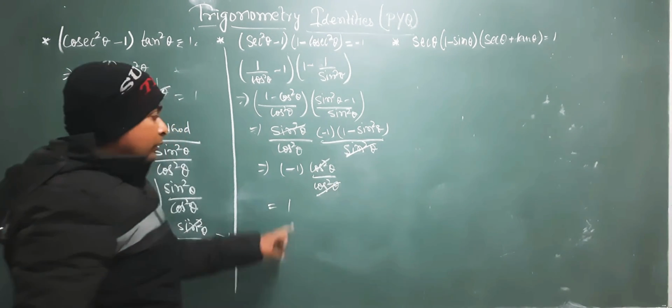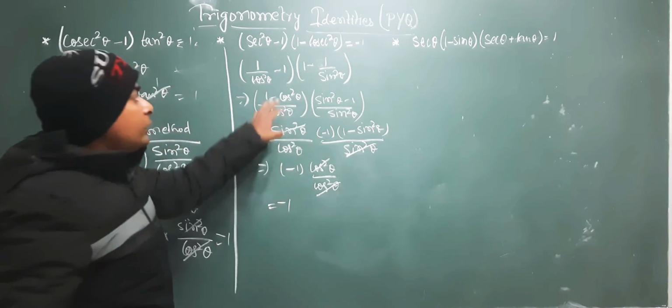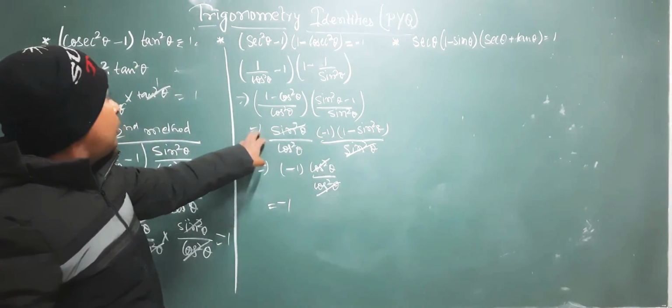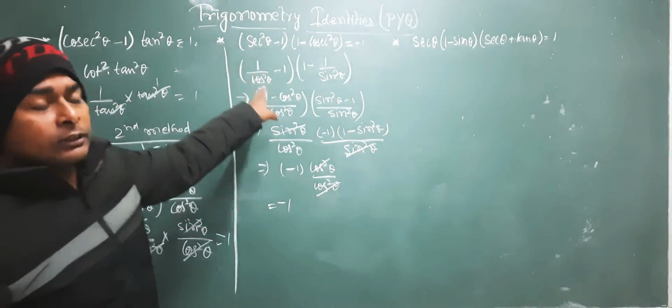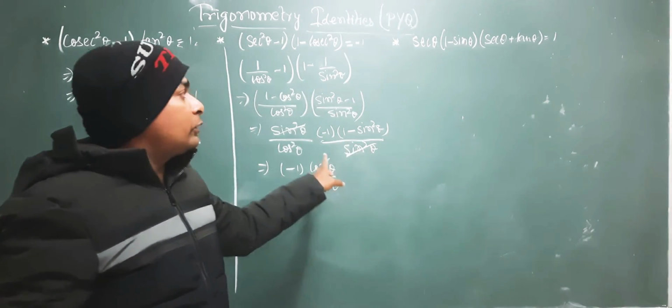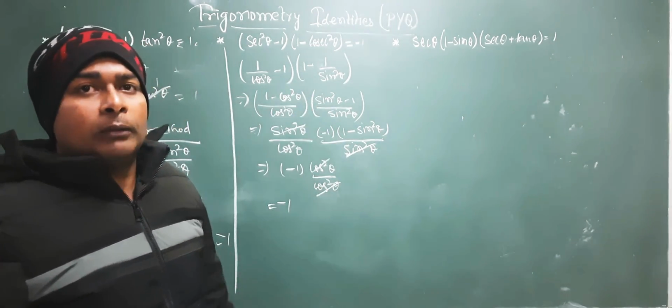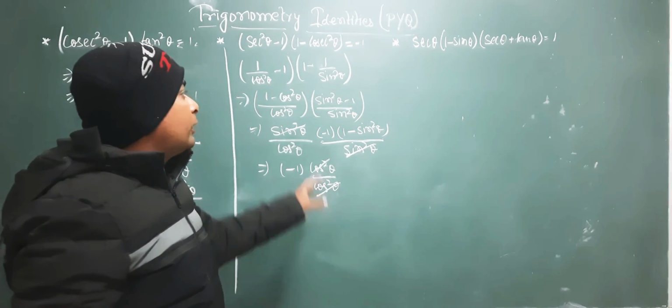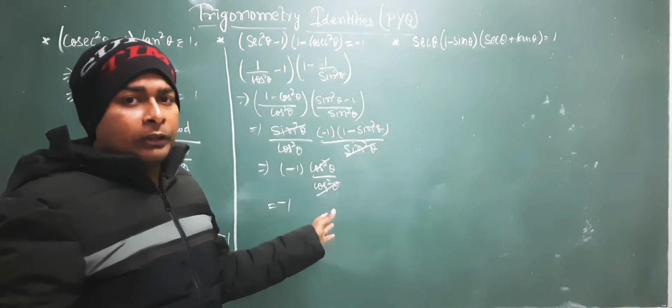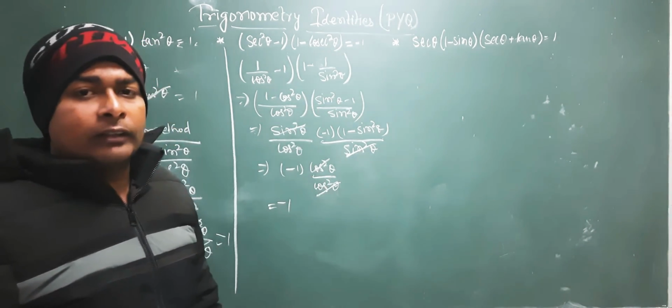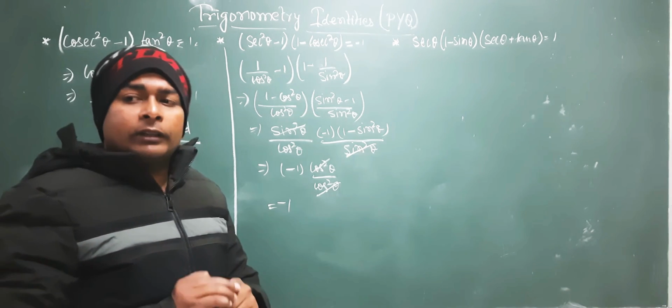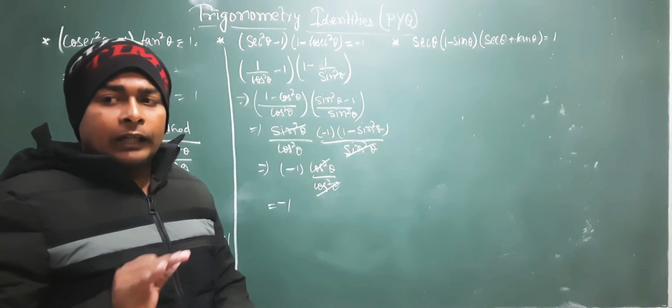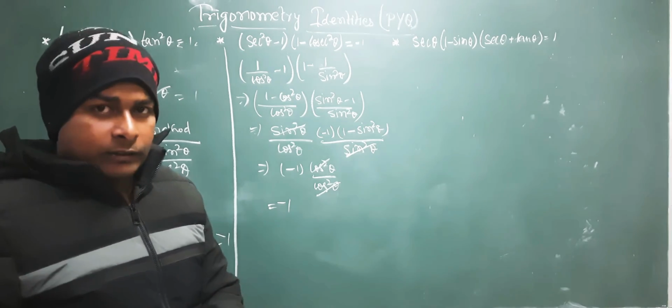So we get minus 1. This question can also be solved using the formulas sec square theta minus tan square theta is equal to 1 and cosec square theta minus cot square theta is equal to 1. So that can also be implemented over here. There is no need to stick to only one method. Whatever method you feel is easier, kindly follow it to get good marks.